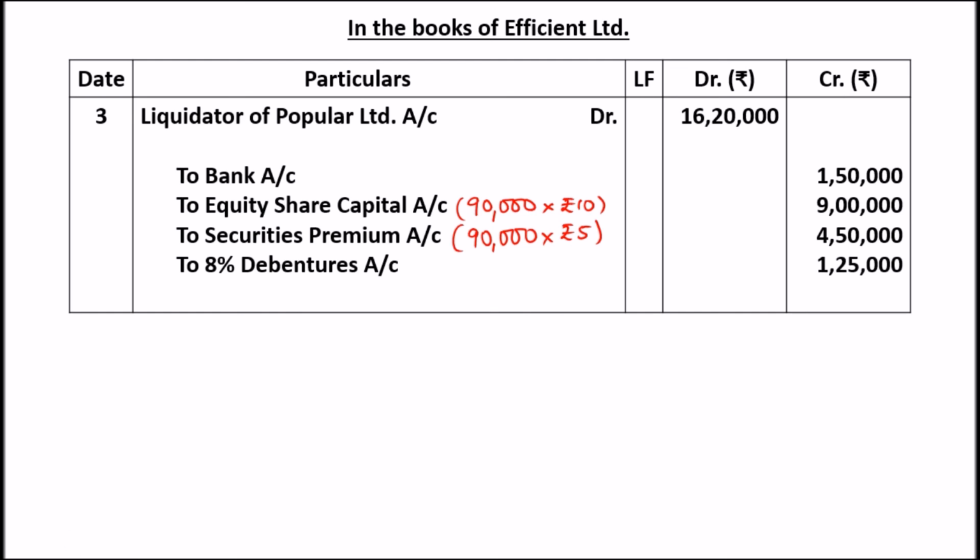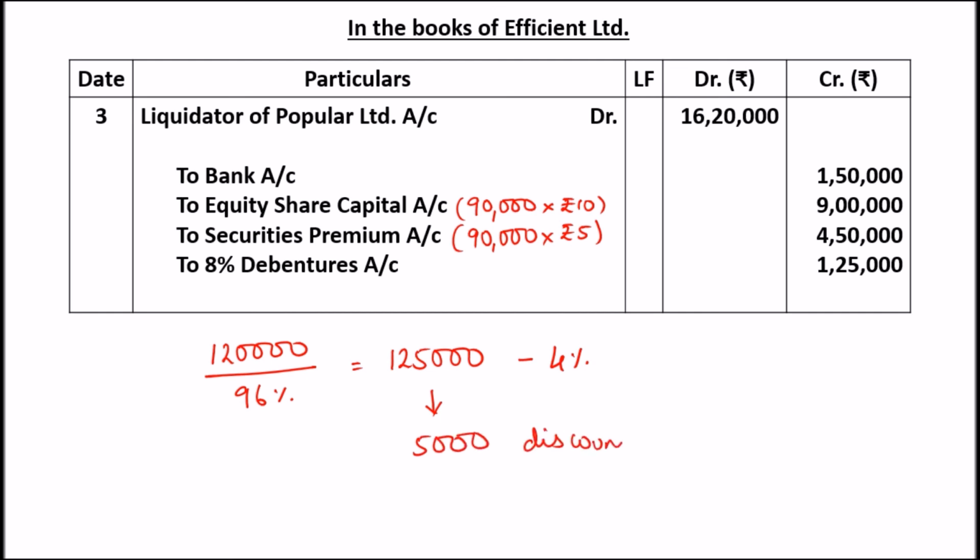Now this 1,25,000 has come as 1,20,000 worth of debentures being issued at 96%. So actual value is 1,25,000. But while issuing it to Popular Limited, we gave them a discount of 4%. Now 4% of 1,25,000 comes to 5,000, which was discount on issue of debentures.